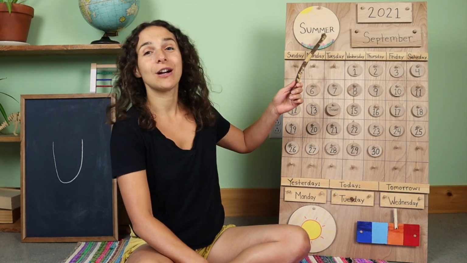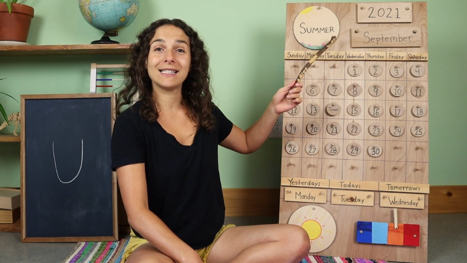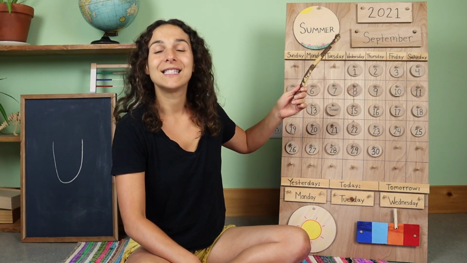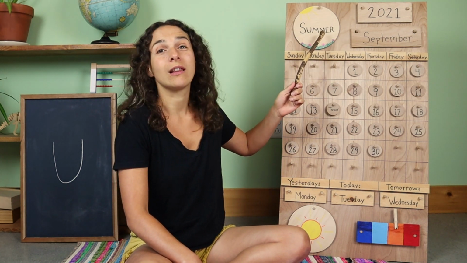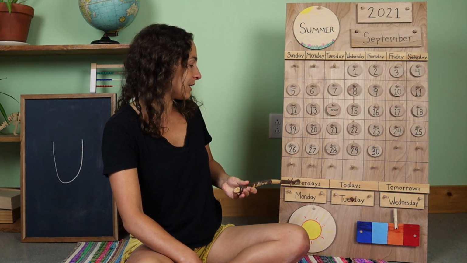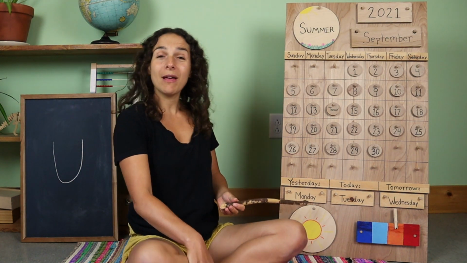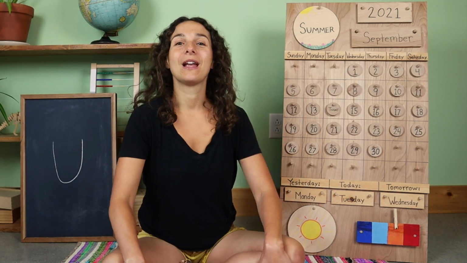Up at the top of the chart, we have the season. What's the season still, friends? Summer. That's right. It's still summertime for a little over a week. And now we're going to go down to the bottom and let's sing the weather song together before we share what we see outside of our window.